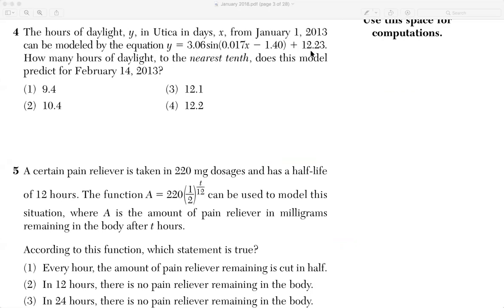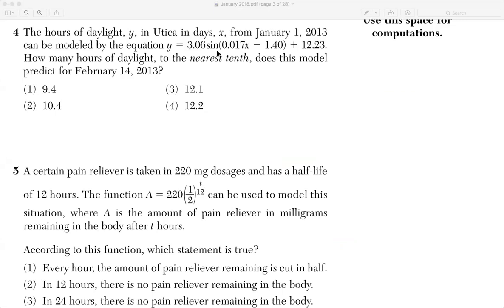Don't be afraid, it's just some equation that is shifted up 12.23, and it's shifted to the right 1.4, and there's some sort of vertical stretch going on here, and we don't even need to know what this is at the moment. So something's happening here. How many hours of daylight to the nearest tenth does this model predict for February 14th, 2013?